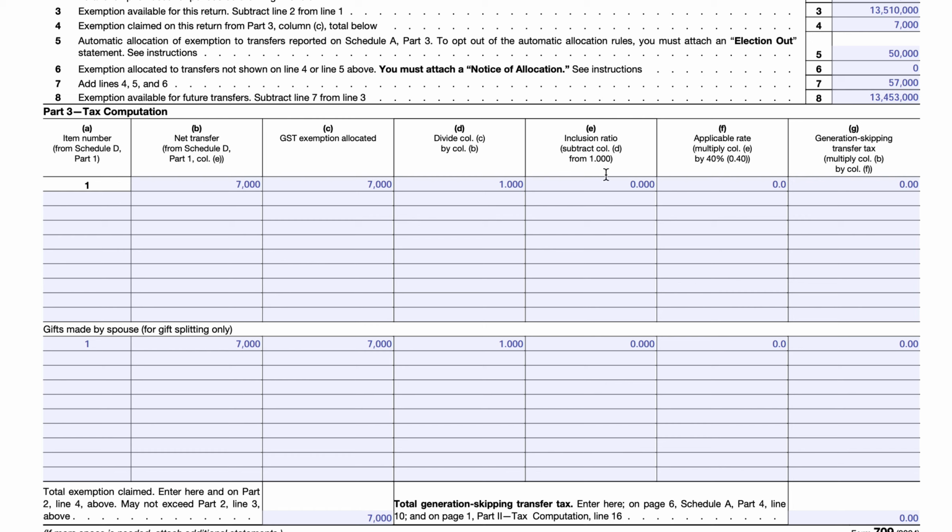The inclusion ratio happens to be 1 minus whatever this fraction is. So that gives us 0. That's how we're able to zero out this item for taxes. Let's just imagine that we decided to allocate 3,500, or we only had 3,500 to allocate in the first place. Then this inclusion ratio would look something like this.